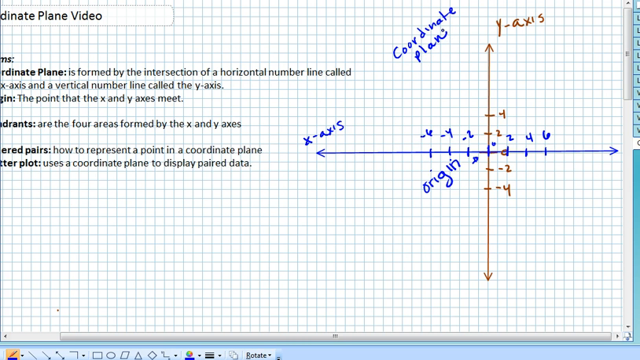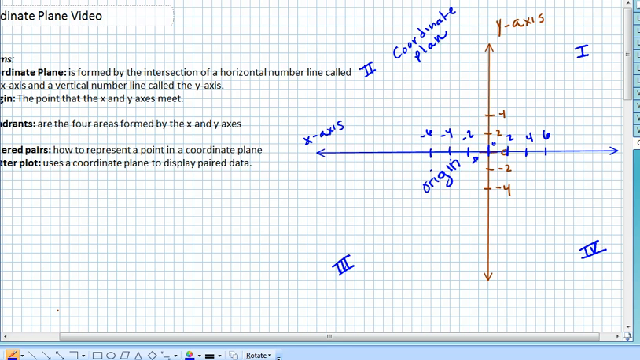And in my coordinate plane, I have 4 quadrants. This would be quadrant 1, 2, 3, and 4.